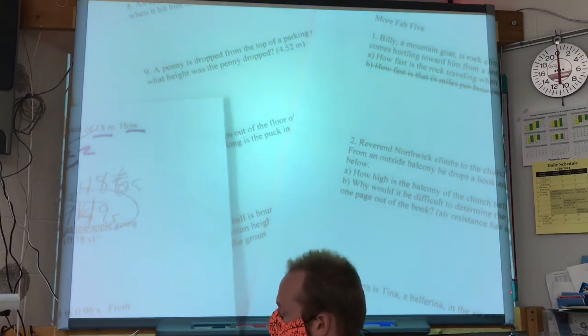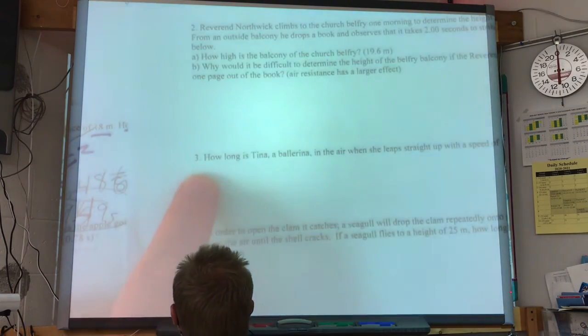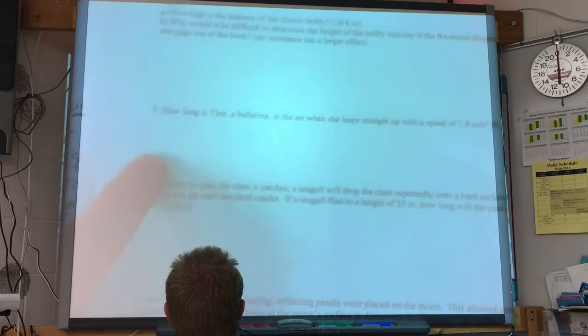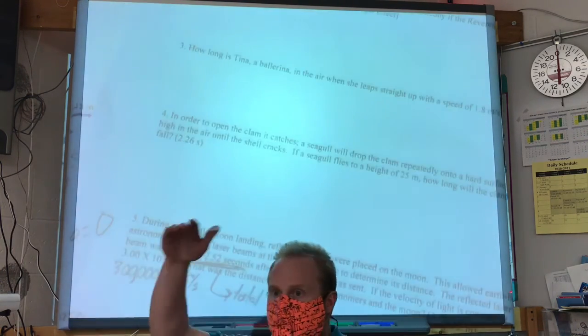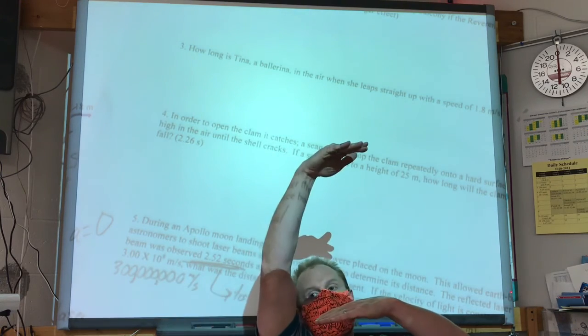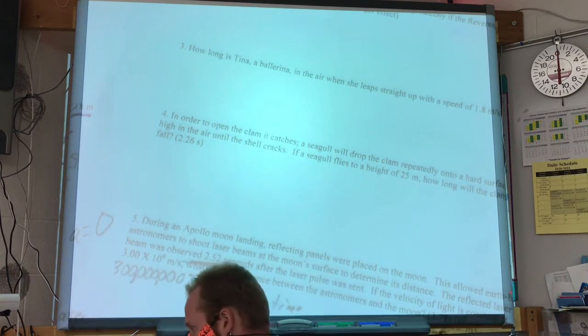Okay? If we take a look at this worksheet called More Fab 5, I want to point out a few things because people get hung up on some of these. If we look at number 3, how long is Tina the ballerina in the air when she leaps straight up into the air with a speed of 1.8 meters per second? She starts on the floor, she leaps up, she comes back down. It could be a delta y is equal to 0 problem if you so choose.